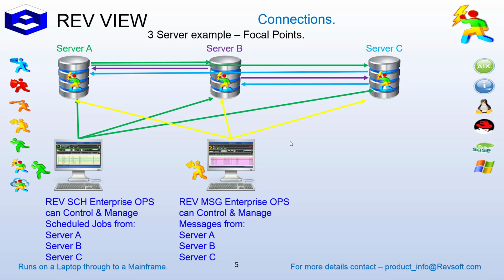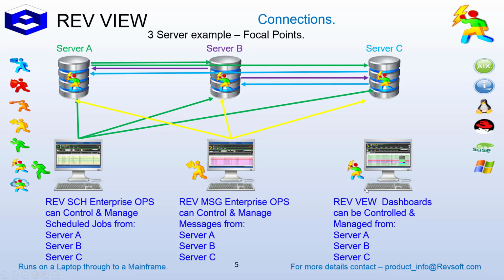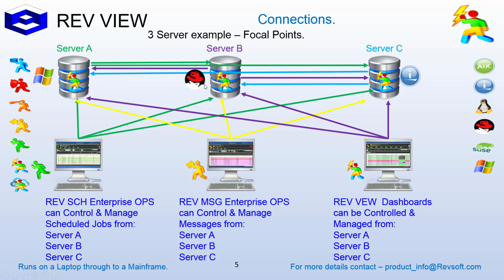Wouldn't it be really good if I could see the view dashboards and health centers and everything like that of all the three servers? Well, guess what? Using .NET or the web user interface, you can connect again and manage all three servers from connecting to either of the three servers. REV View allows you to share the data. You can have as many focal points as you want. And guess what? It doesn't matter what platform they're on. It's identical on every platform.